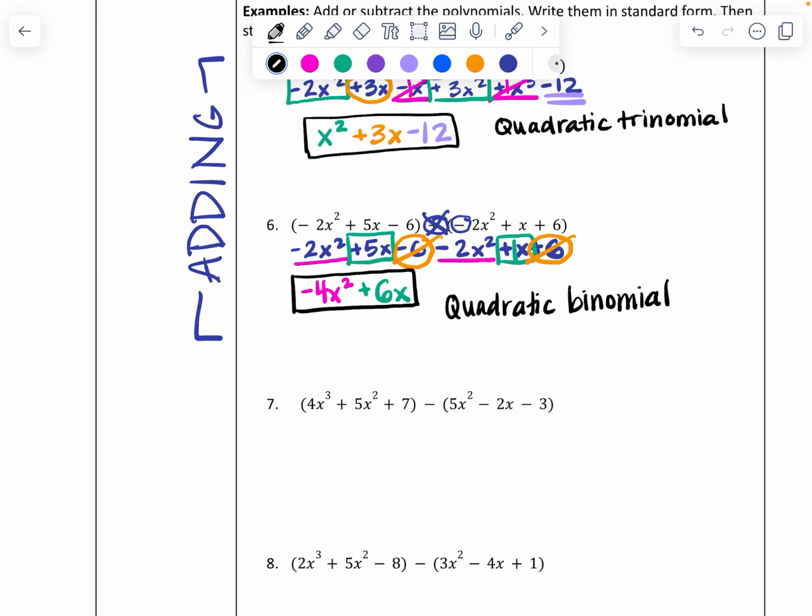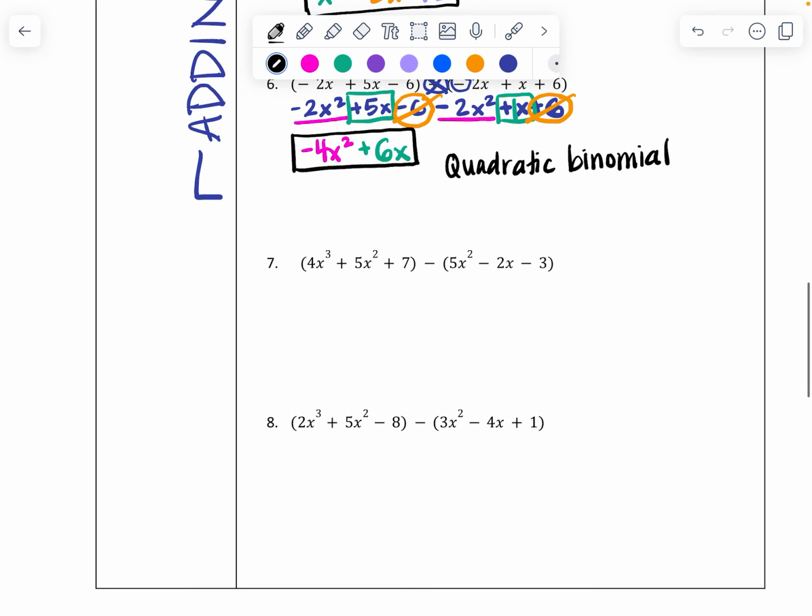Okay, so that's adding. Fairly simple. All you're doing when you are adding is combining like terms. When you're subtracting, you do have to do something different. There is a subtraction sign between these two polynomials.